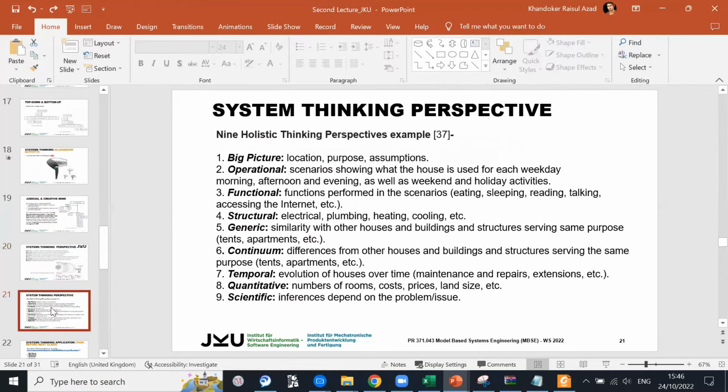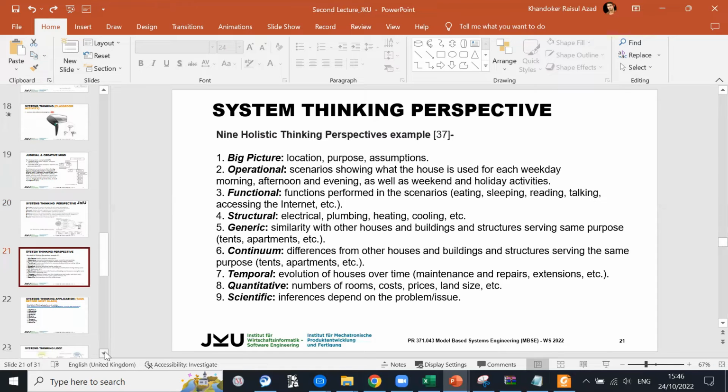Okay. So this is a little bit more description and examples of those things I described before.